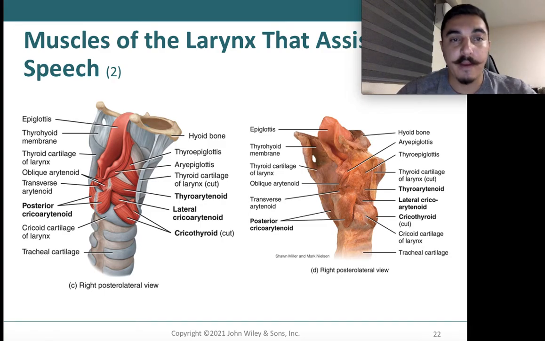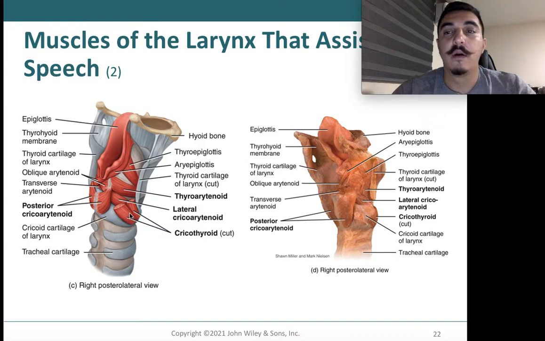What else do we have? Muscles of the larynx that help us with talking, like what I'm doing right now. So we got the cricothyroid. It's going to elongate and place some tension on those vocal cords. Here's our little cricothyroid.